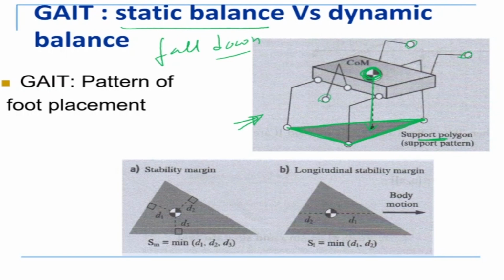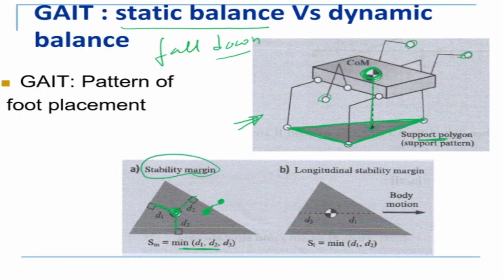So there are two margins of stability we talk about here. One is, if this is your center of mass projection, then the distance of the center of mass from each of the edges of the polygon, that's D1, D2, D3, we take the minimum of that. For example, if your center of mass comes here, this will become minimum. This means that you're coming towards a position where the center of mass can suddenly go out and it can fall. So this is something like a stability margin.